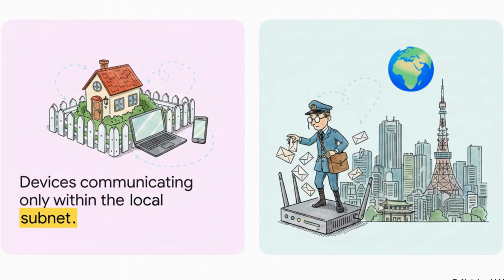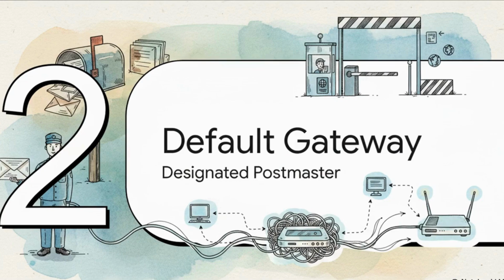If your computer wants to talk to a server all the way in Tokyo, local broadcast shouting just isn't going to cut it. Your devices need a designated postmaster, an official agent whose entire job is to handle foreign mail and figure out exactly where to send it. Which brings us to Section 2.